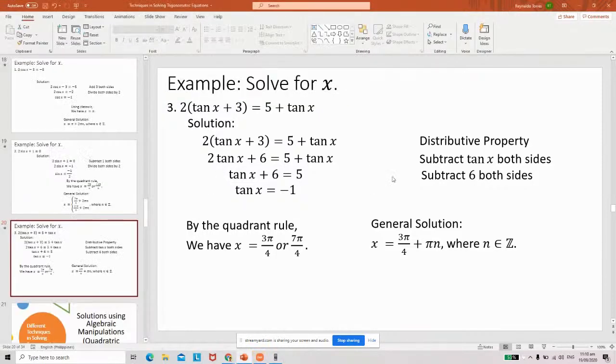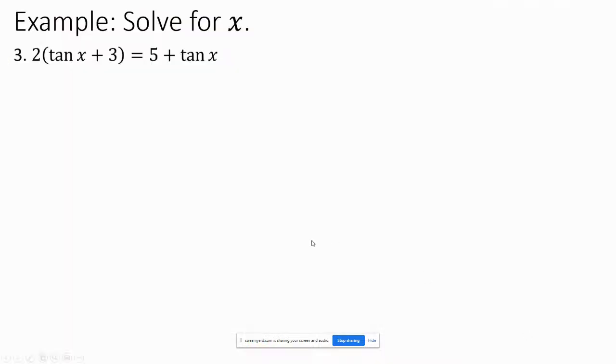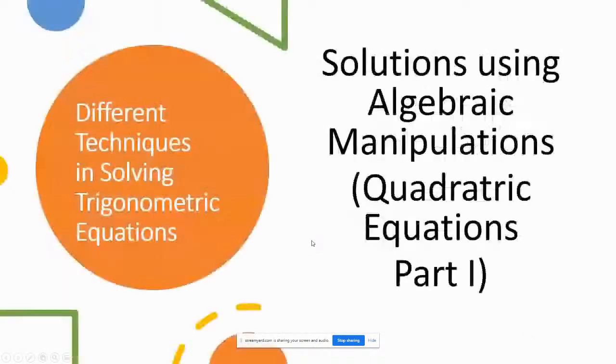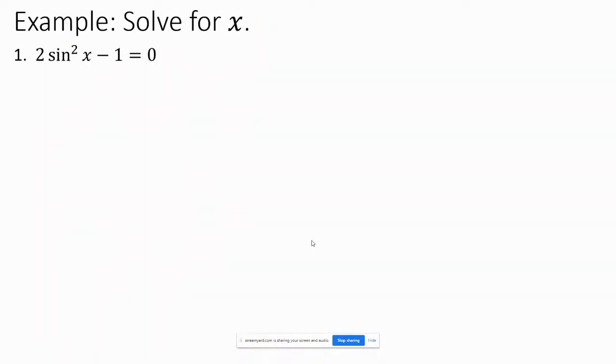Okay, next. This time, yung susunod natin, tapos na natin siya, no? So, algebraic manipulations naman. This time we have quadratic equations part 1. Kasi meron pa tayong ibang quadratic equations part. Okay. Let's have the first one. 2 sine squared x minus 1. Okay. So how do we do that?